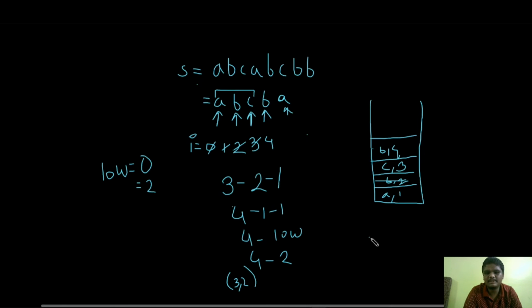So the time complexity for this algorithm is big O of n because we are traversing through the loop one time, right? And the space complexity is also big O of n because we are using extra space over here in order to store the indices of each of the characters, right?